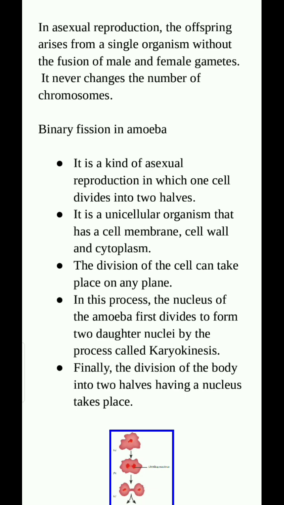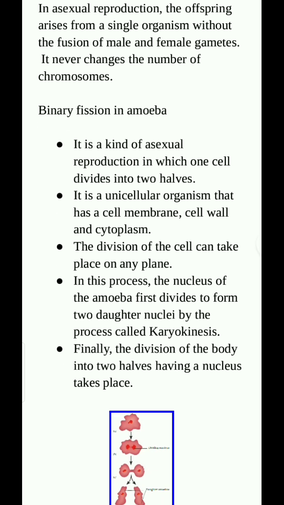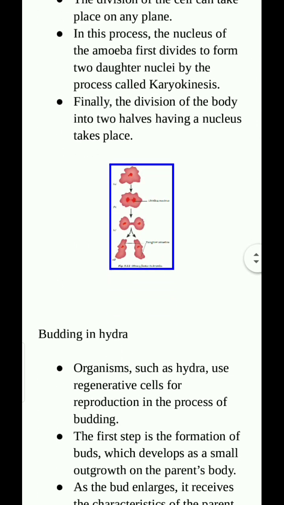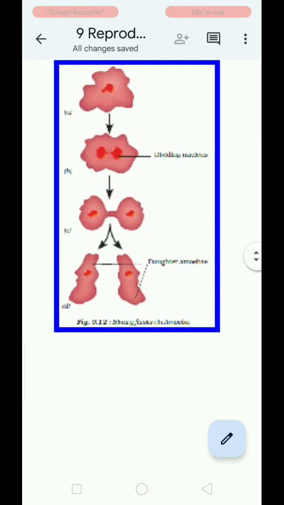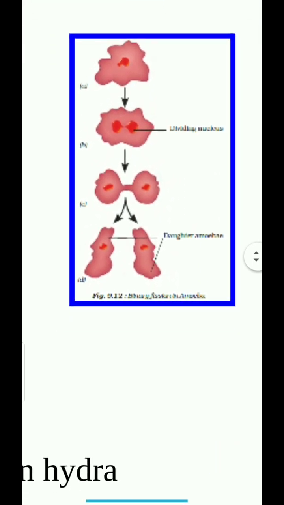Binary fission in amoeba. It's a kind of asexual reproduction in which one cell divides into two halves. It is a unicellular organism that has a cell membrane and cytoplasm. The division of the cell can take place at any place. In this process, the nucleus of the amoeba first divides to form two nuclei by the process called karyokinesis. Finally, the division of the body into two halves, each having a nucleus, takes place. See the diagram too, figure 9.12 in your book.